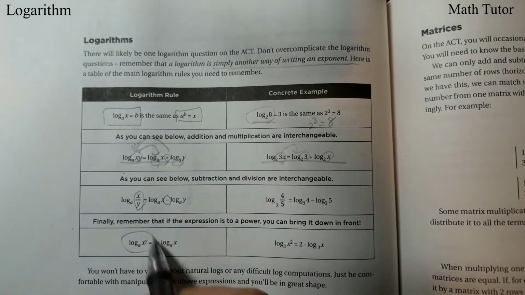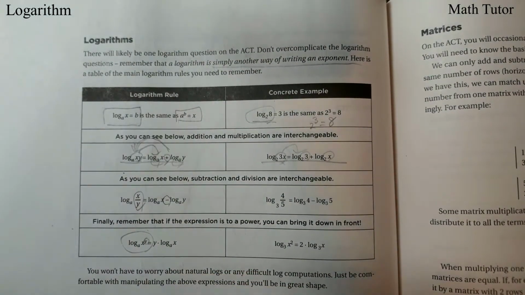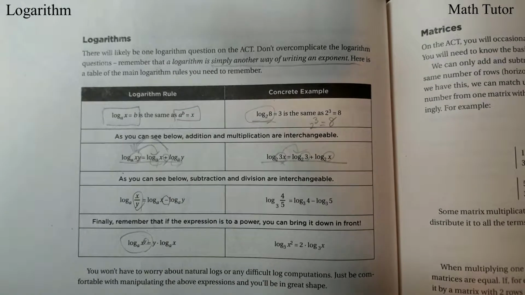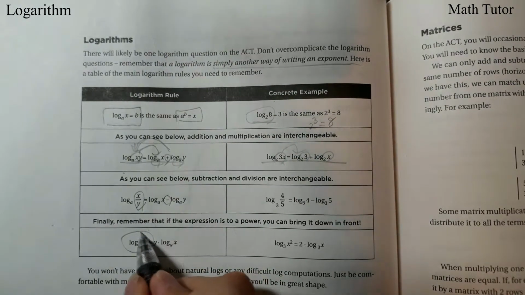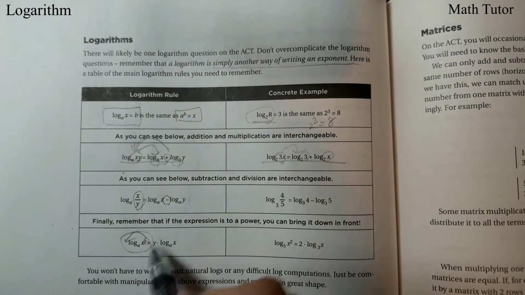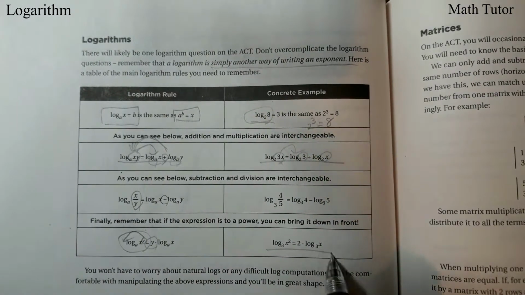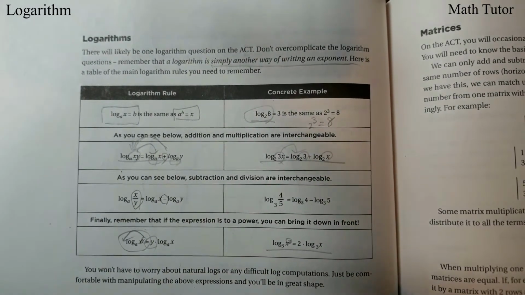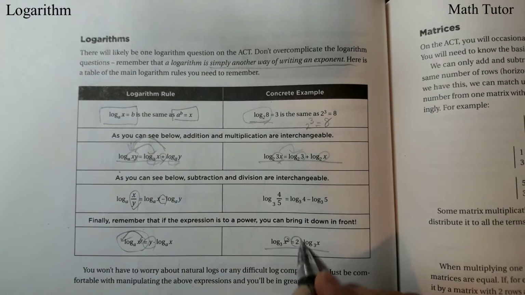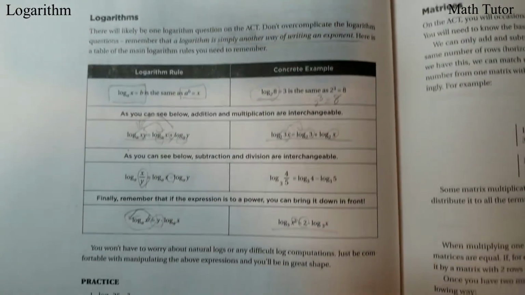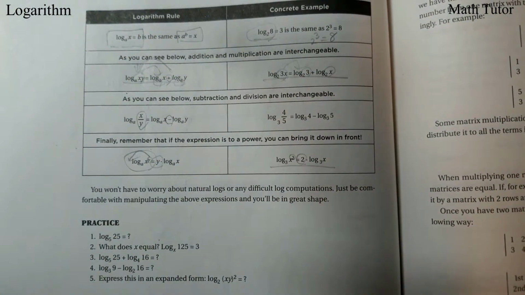And for this one, if there's a power on the x, then you can pull that out in front of the log, just like this. Because this is squared, you put 2 in front of the log. So let's study this with some examples.